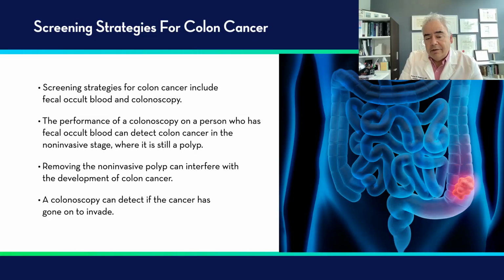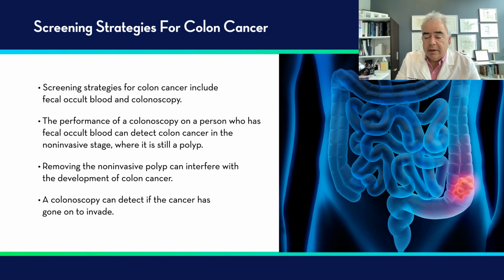In other organs, screening strategies have also been developed. For example, colon cancer. Screening strategies include screening for fecal occult blood and also colonoscopy. The performance of colonoscopy in persons who have fecal occult blood or at a regular interval can detect colon cancer at a very early stage. In fact, at the non-invasive stage where it really exists as a polyp. So removing the non-invasive polyps can interfere with the development of a colon cancer and actually lead to total interruption of the onset of cancer.